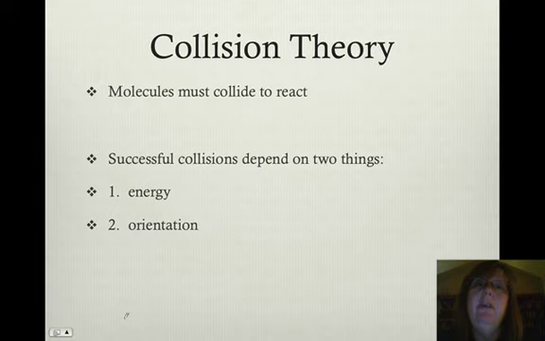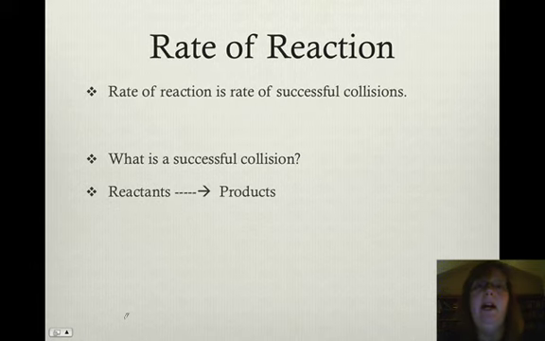First of all, you watched a short video about collision theory. Molecules have got to collide in order to react, and when they collide, they have to collide with enough energy to get over that energy barrier, that activation energy, and they have to collide in the right orientation in order for those reactants to form products. That's what we mean by a successful collision. It means that we formed products.